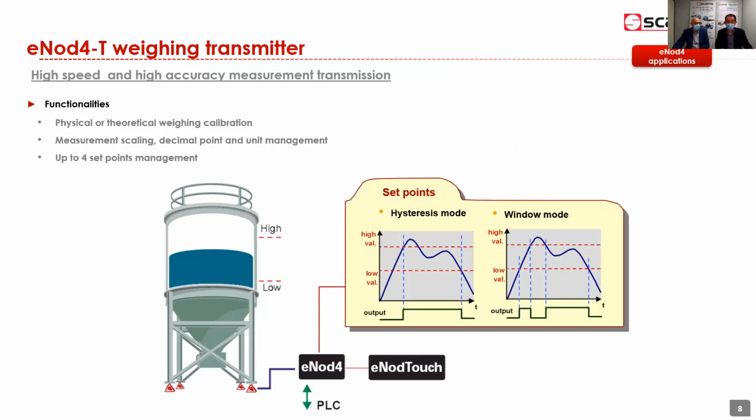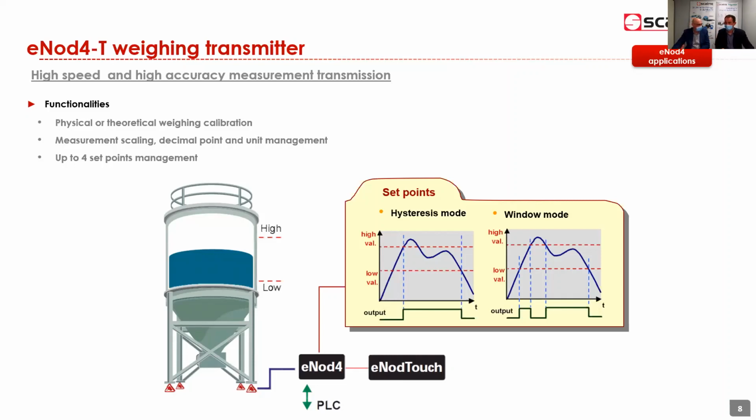and to manage the set points depending on your process. So here you have an example of a silo weighing application in which you can use the set points, 2 set points in this case, to control a low level so that you can have an alarm which is activated to refill your silo, and a high level so that you can stop the refilling at the right time. Different modes also to manage the set points depending on your process.